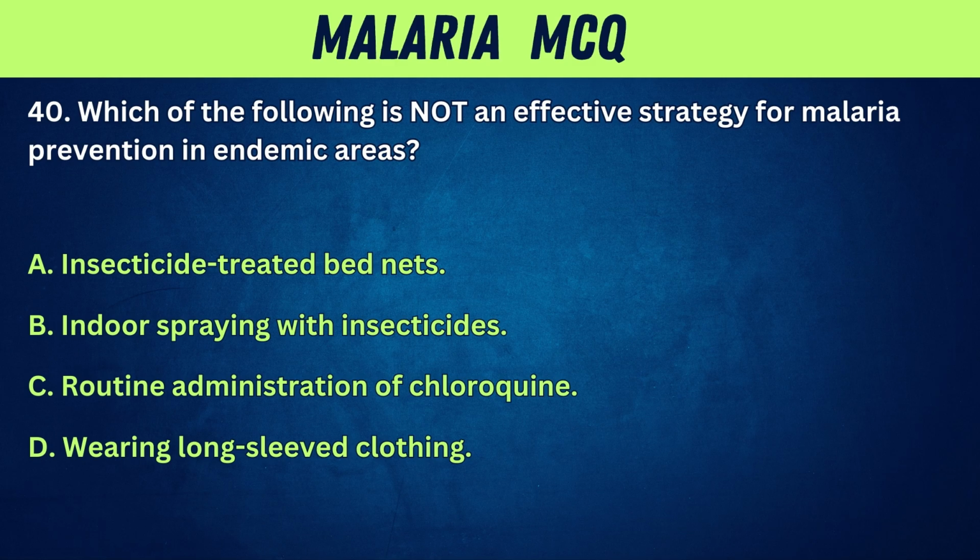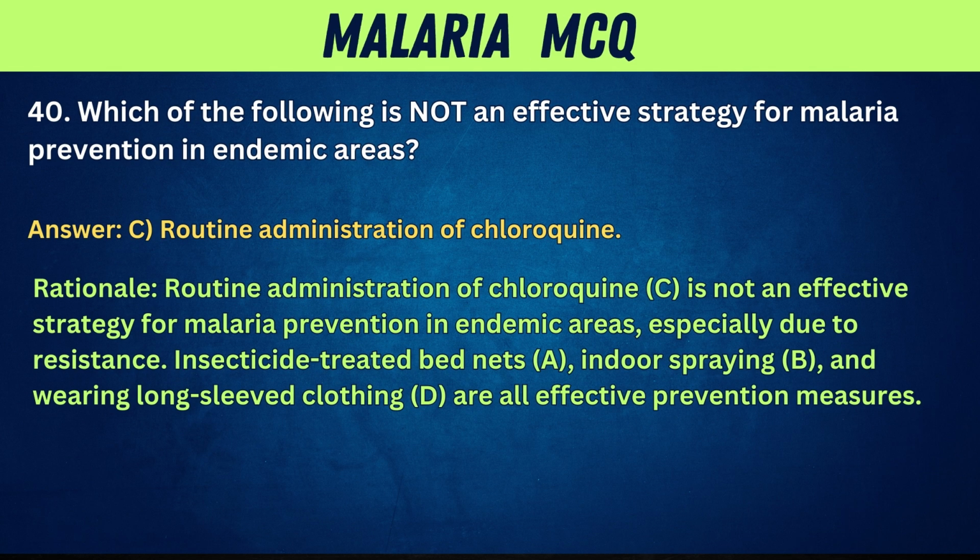40. Which of the following is not an effective strategy for malaria prevention in endemic areas? A. Insecticide-treated bed nets. B. Indoor spraying with insecticides. C. Routine administration of chloroquine. D. Wearing long-sleeved clothing. Answer: C.